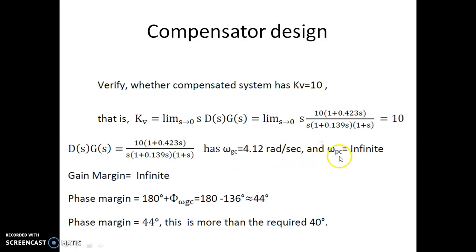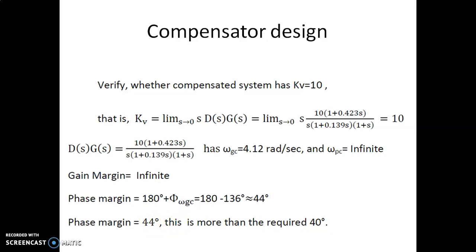So since omega PC is infinite, we will certainly have the gain margin as infinity. We can also find out the phase margin of this compensated system, because we know this entire transfer function. So the phase margin is coming out to be 44 degrees. We expected 40 degrees, so we are meeting the specifications.